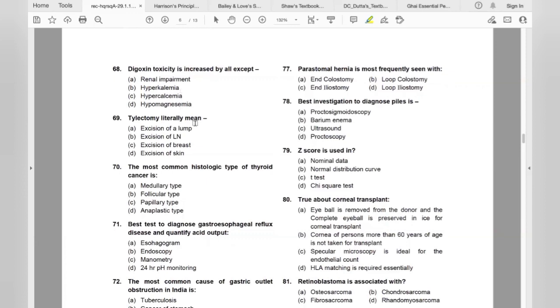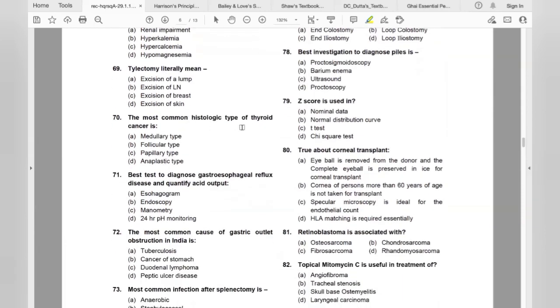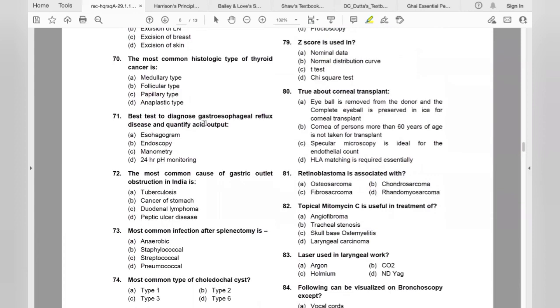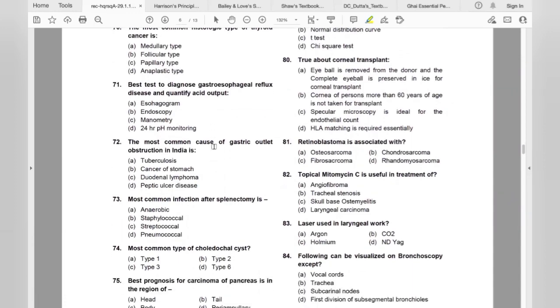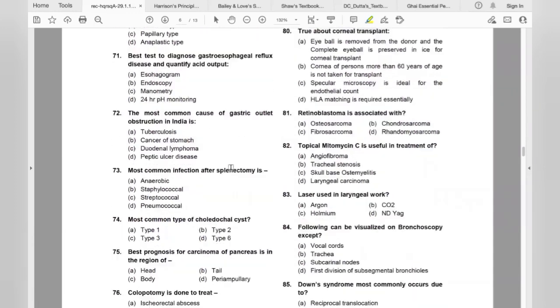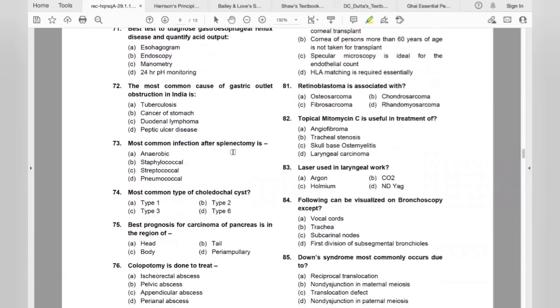Thyroidectomy literally means excision of a lump. Most common histological type of thyroid cancer is papillary type. Best test to diagnose gastroesophageal reflux disease and quantify acid output is 24 hours pH monitoring. Most common cause of gastric outlet obstruction in India is cancer of stomach. Most common infection after splenectomy is pneumococcal infection.